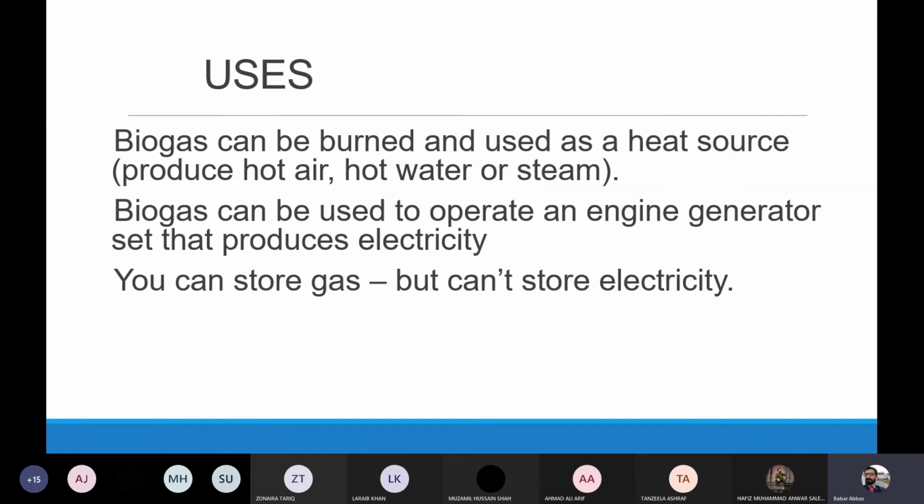For example, biogas can be burned and used as a heat source. Biogas can be used to operate an engine generator set that produces electricity. You can store the gas but cannot store the electricity. So it's another technical point that if you are producing biogas, you can store that biogas somewhere, but you cannot store the electricity for a long time period if you have generated the electricity.